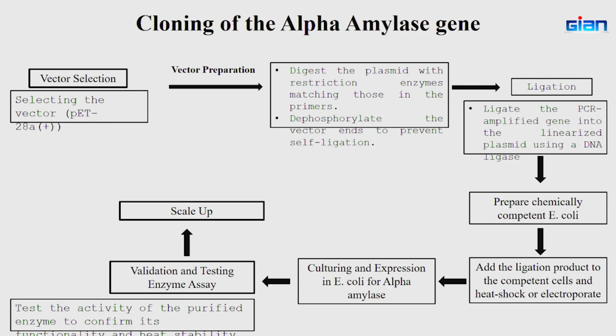After that comes selecting the vector and vector preparation: digest the plasmid with a restriction enzyme and dephosphorylate the vector to prevent self ligation. It's followed by the ligation process: ligate the PCR amplified gene into the linearized plasmid using DNA ligase enzyme, then prepare chemically competent E. coli, add the ligation product into the competent cells, and heat shock or electroporate. That's the method we use to transfer this particular gene.